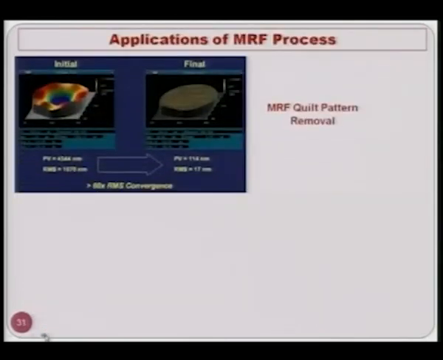There are other applications of this process. You can see this is normally the surface which you obtain by some other process, which has peaks and valleys and some kind of scratches, etc. in this particular case, and it cannot be accepted in the final product. And with MRF you get just a flat surface, where you can clearly see the qualitative difference in the two surfaces. The PV is 4344 nanometer, RMS is 1070 nanometer. In this particular case RMS comes out to be 17 nanometer. So, there is a drastic difference between the two.